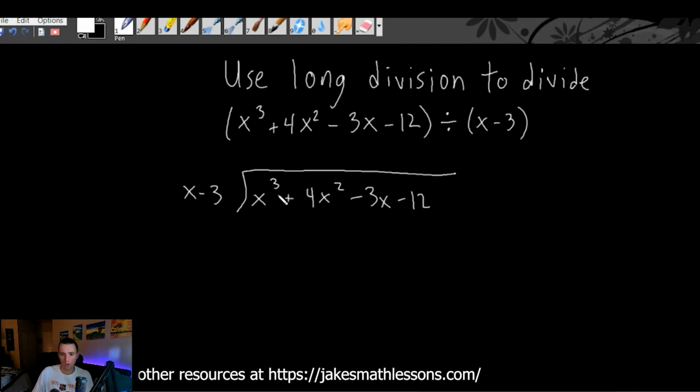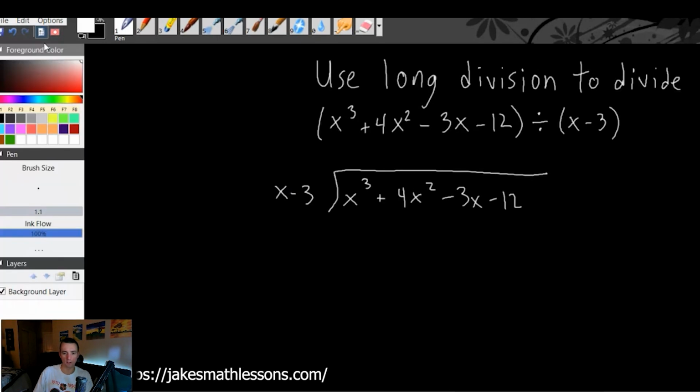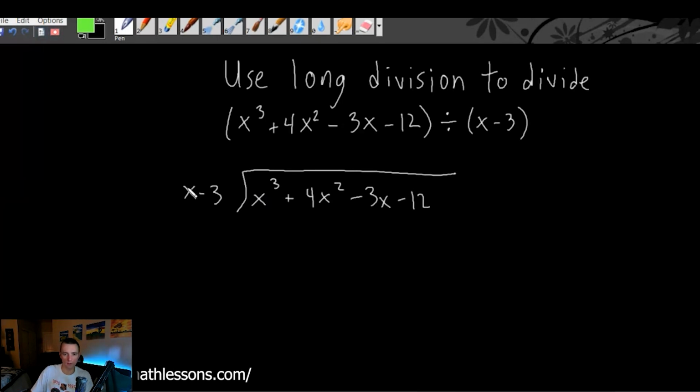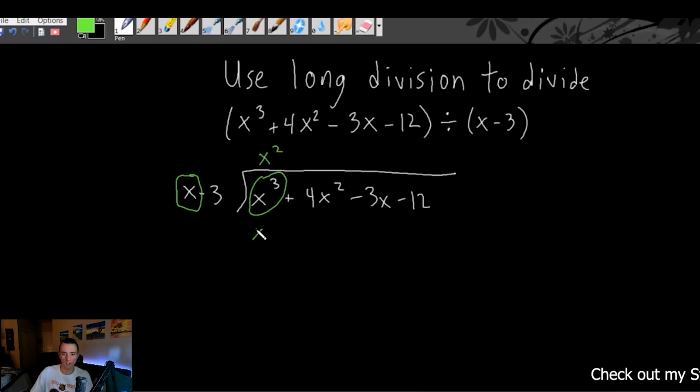All right, so start with our leading term here, x cubed, divide it by this leading term over here. So I will just circle those so that we can see what we're looking at as we go through. So x cubed divided by x leaves us with x squared. So we write that up here. x squared times x gives us x cubed. x squared times negative 3 gives us minus 3x squared.